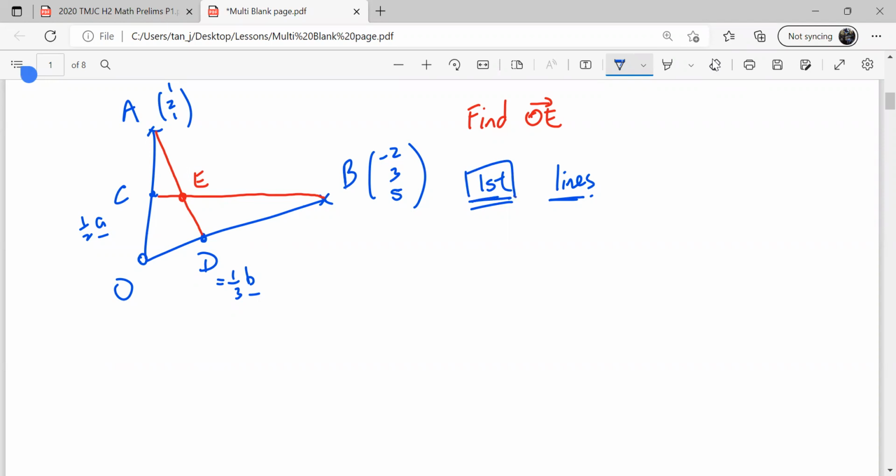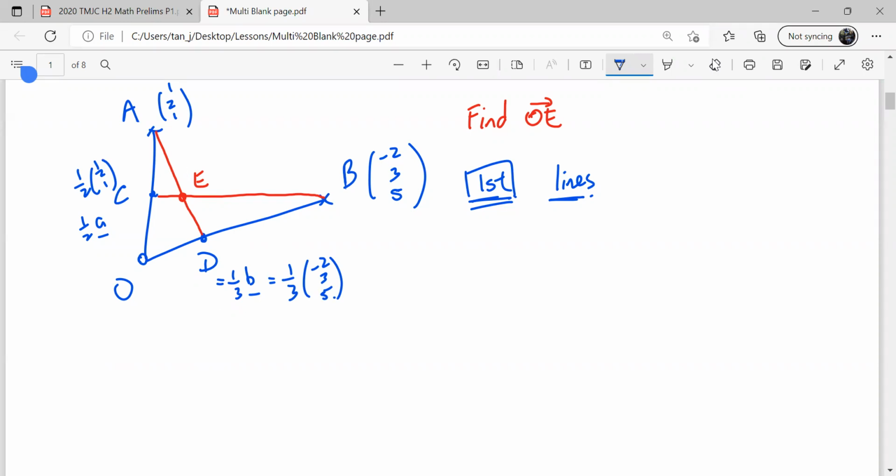First, let's find AD. So this is just 1/3 of (-2, 3, 5). In fact, one of the questions I did was all just in a and b. It's also possible. So this one is just half of (1, 2, 1). The numbers are not nice. But I didn't have time to go and think of nice numbers here.